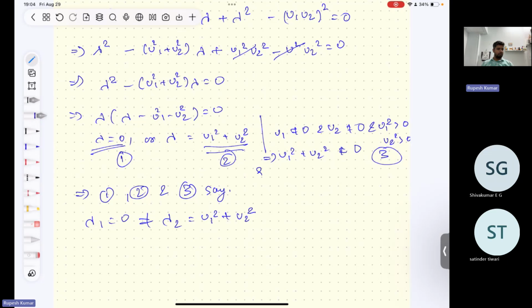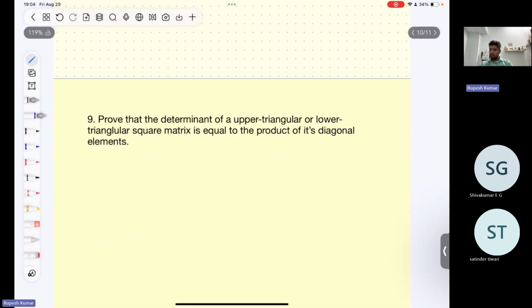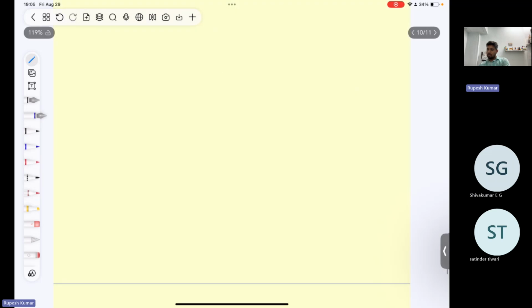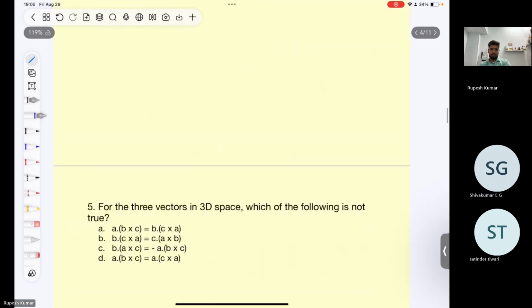Fine, everyone. Can we proceed to the next problem? Let's move on to the next question. Prove that the determinant of an upper triangular or lower triangular matrix is the product of its diagonal entries. These are the problems for today's session, so we'll solve these.